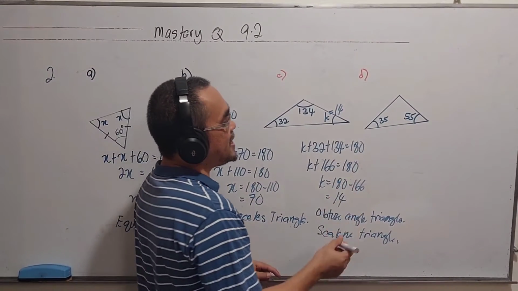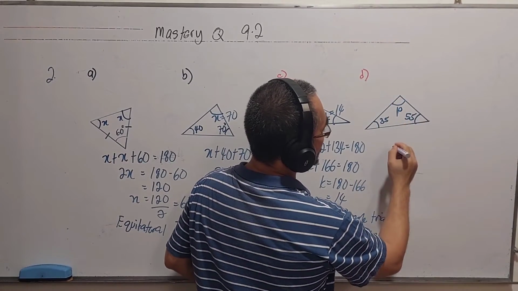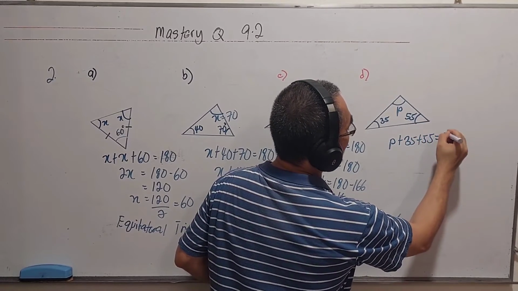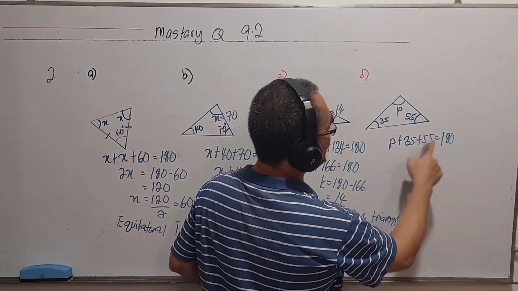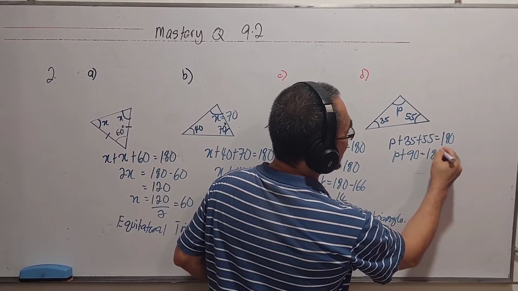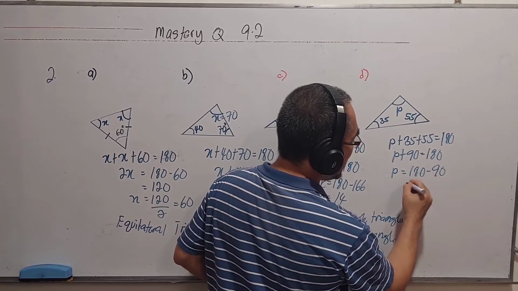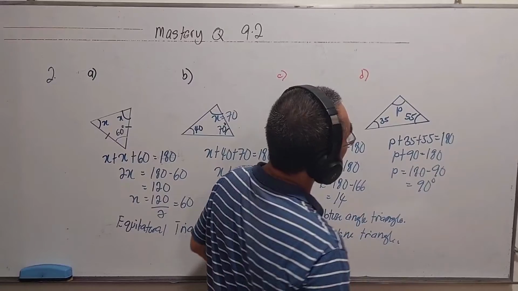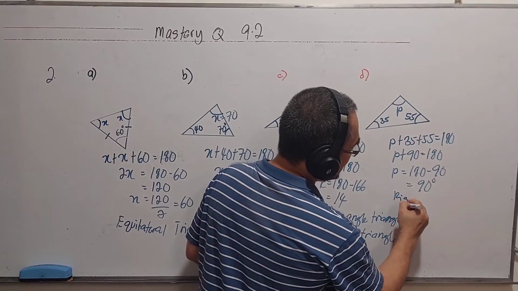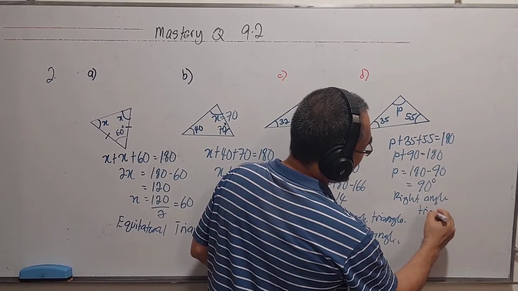And the last one, D, here I will label as P. So we say P plus 35 plus 55 will be 180. 35 and 55 will be 90. So P plus 90 will be 180. So P equals 180 minus 90, which is 90 degrees. So this is called a right angle triangle.